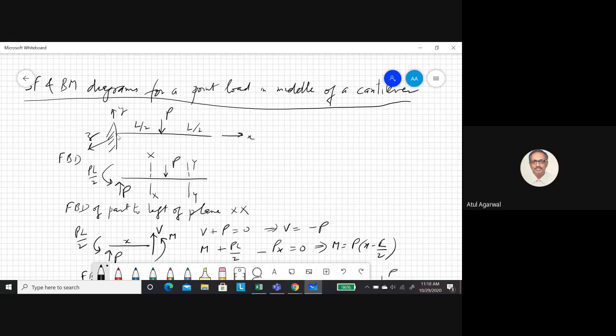So first we find the reactions. We draw the free body diagram of the entire cantilever. The external force is P downwards. So on the left, you will have a vertical force to balance this downward force. Now you see these two forces make a couple.